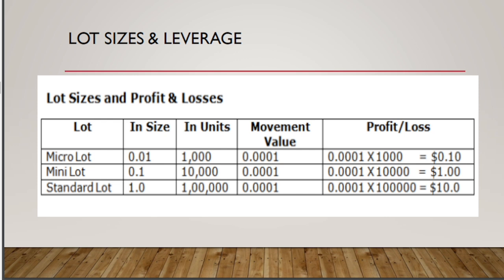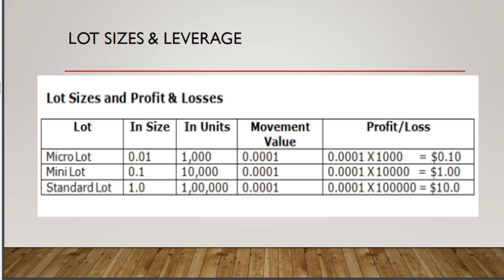Very simple. Then in mini lot, you have 0.0001, which is the pip, times 10,000, which is the units. It will now give you $1. So that means in mini lot, if you move one movement forward, you make $1. Then if the market goes one movement against you, you make minus $1.